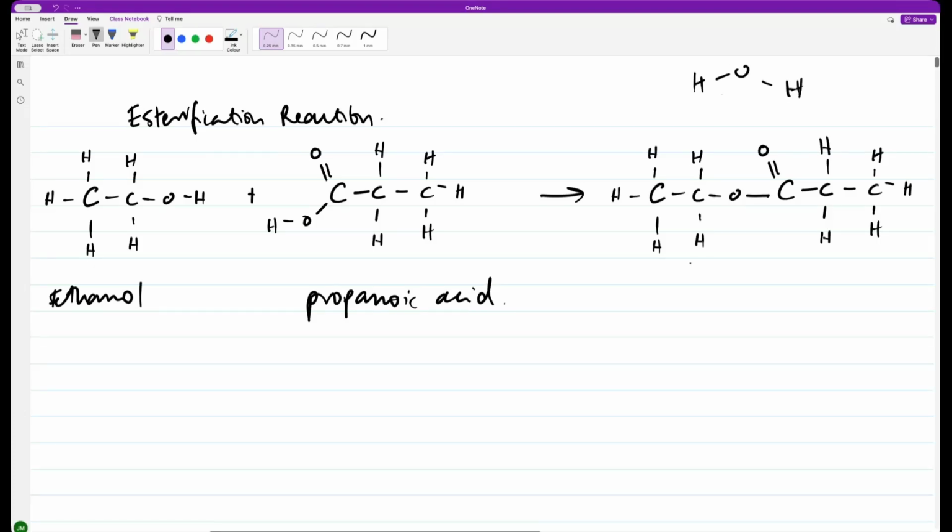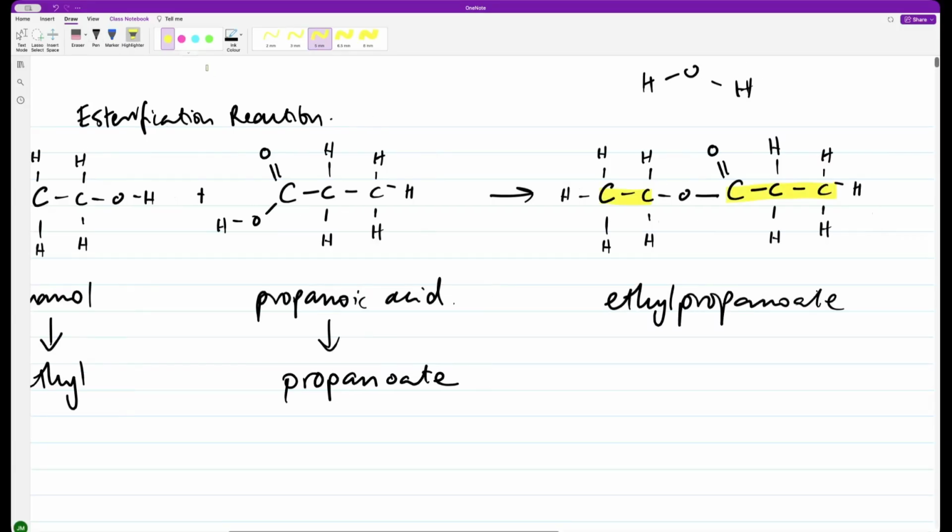All right, so how do you name this molecule? Well, the alcohol part of the ester is going to transform its name into an alkyl. So instead of ethanol, it will be ethyl. And the propanoic acid will have the suffix oate, so it will be propanoate. And so the name of this ester that has formed is ethylpropanoate. This is a non-branched ester.